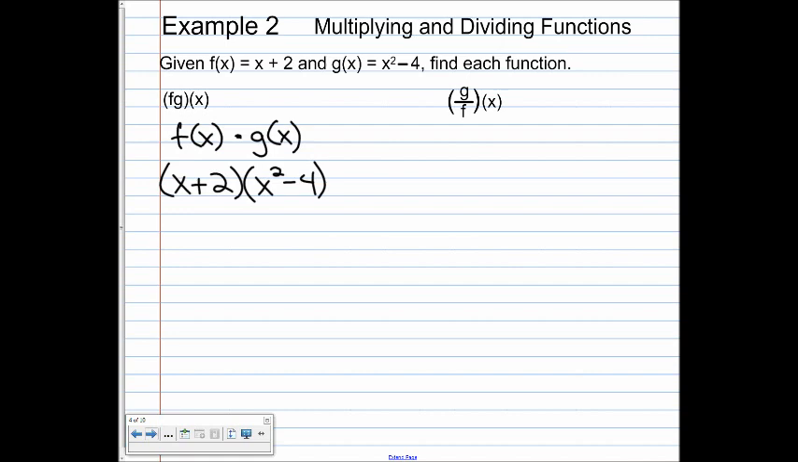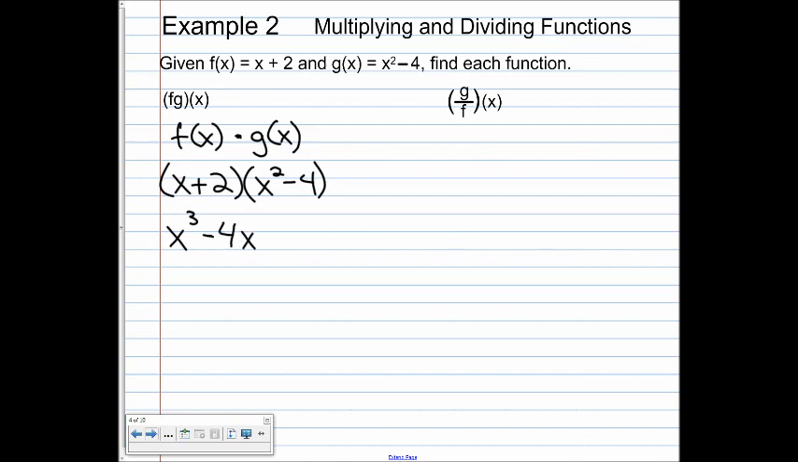Distribute. Very good. We're going to distribute. All right, so I'm going to distribute this x onto what? Everything in the second function. So what is x times x squared? x cubed. What is x times negative 4? Negative 4x. Very good, negative 4x.